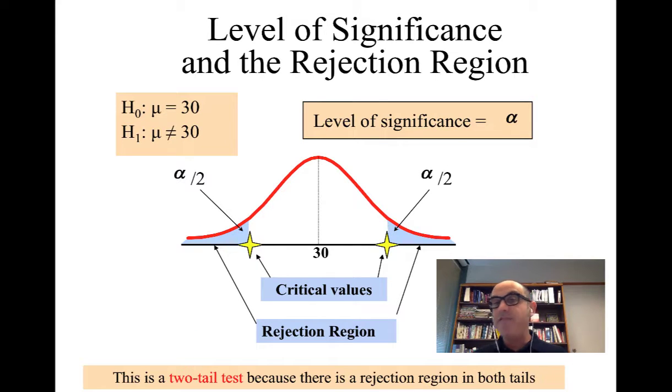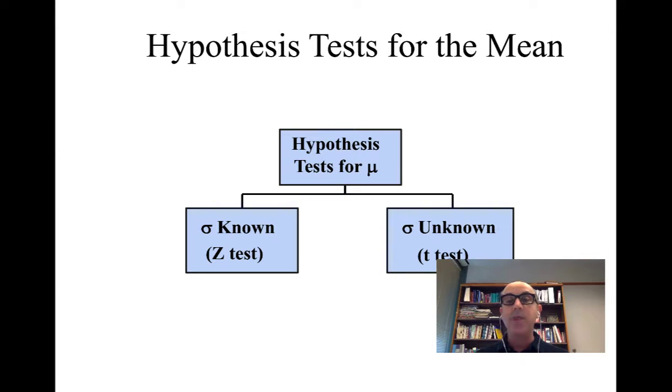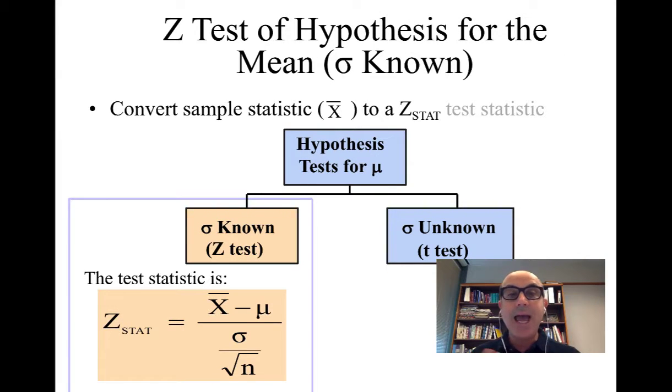So the level of significance and the rejection regions: in a two-tailed test there is a rejection region in both tails. We also need to talk about the hypothesis test for the mean. When we know the standard deviation, it is called the z-test, as we learned beforehand, and when we do not know it, it is the t-test. In this case, I lay out for you the idea of the z-test and how to apply it.